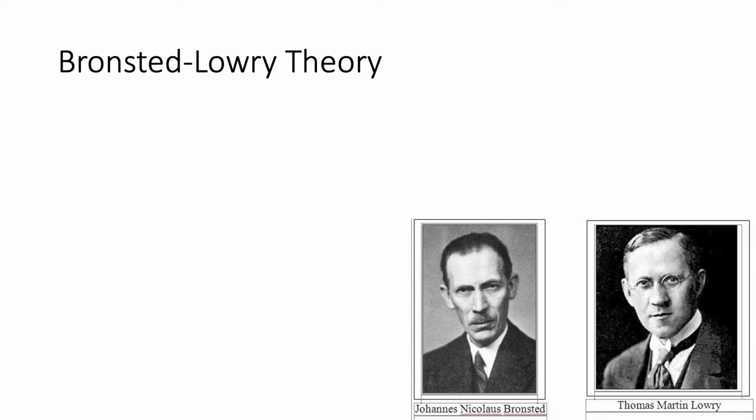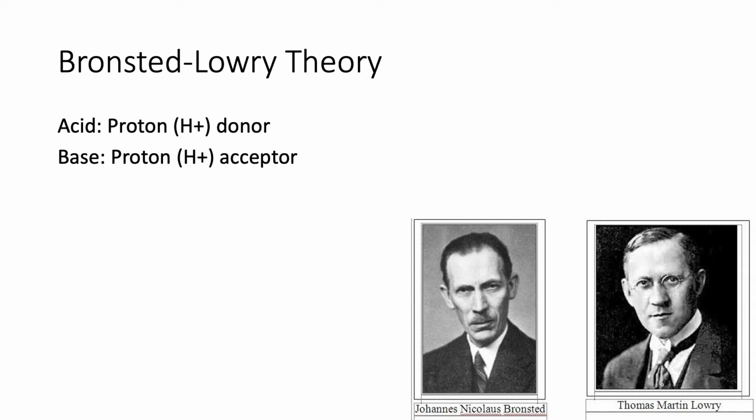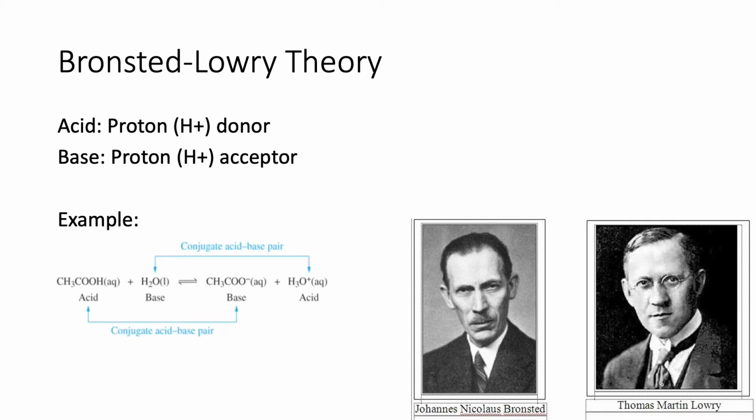According to Bronsted-Lowry theory, an acid is a proton donor, while the base is a proton acceptor, and protons are just H+ ions. In the example, we have acetic acid, which loses a proton. This makes this an acid, and the resulting species, which is acetate, a conjugate base. So there we can see the conjugate acid-base pair. Now water gains a proton. This makes this a base, and the resulting species, which is hydronium, is its conjugate acid. And you can see there that they have a conjugate acid-base pair as well.